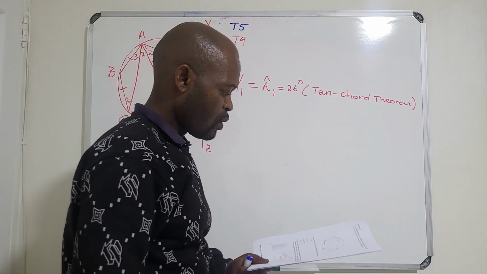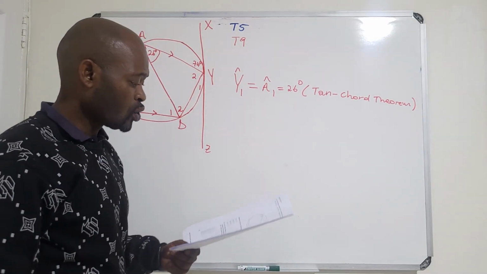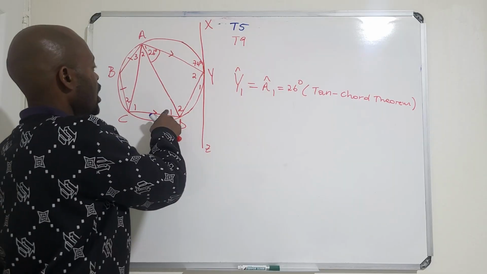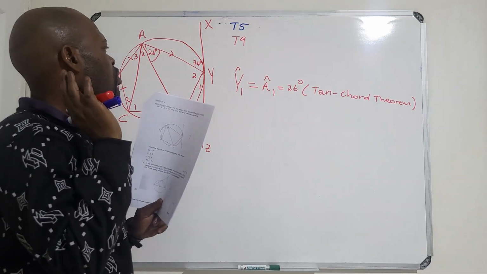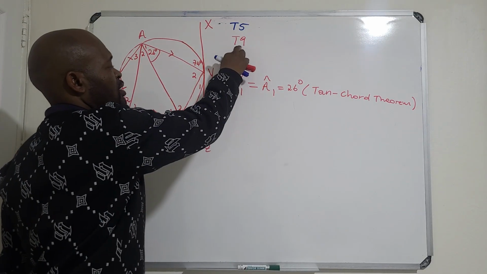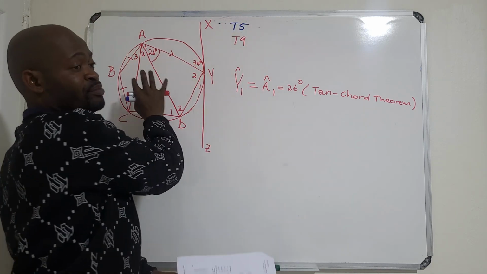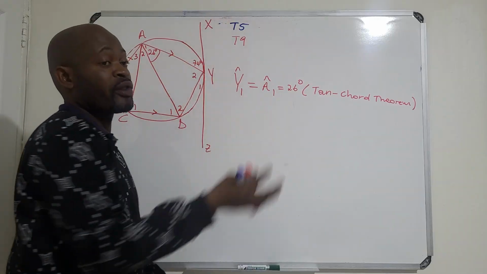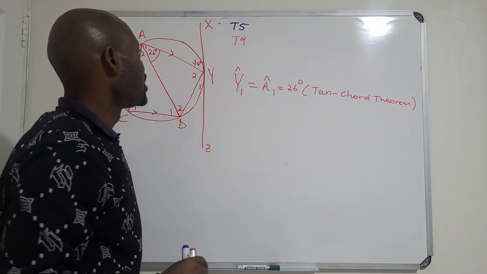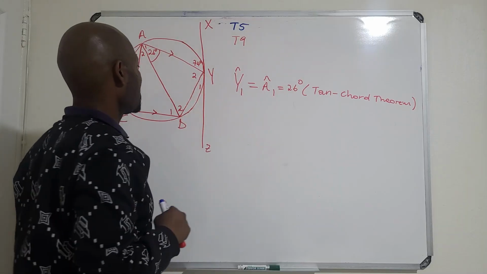We've got our Y1. Now we are told to find angle D1. Now, we have used theorem number 9. Sometimes we're not going to use all the theorems which are in the problem, but sometimes we do use all the theorems which are in the problem. So we've just used theorem number 9 now.